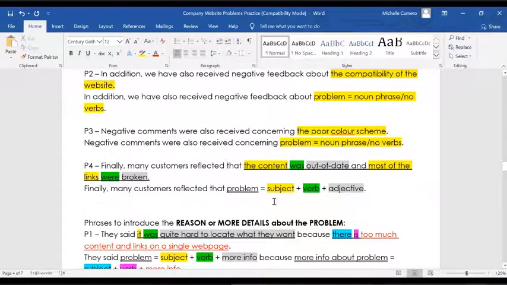Okay? Now with these, out of date and broken are adjectives, but it doesn't always have to be adjectives. But if you can though, I would say for this test, it probably most of the time will be an adjective, because notice what we did here. Content was out of date, links were broken. So notice what they did.